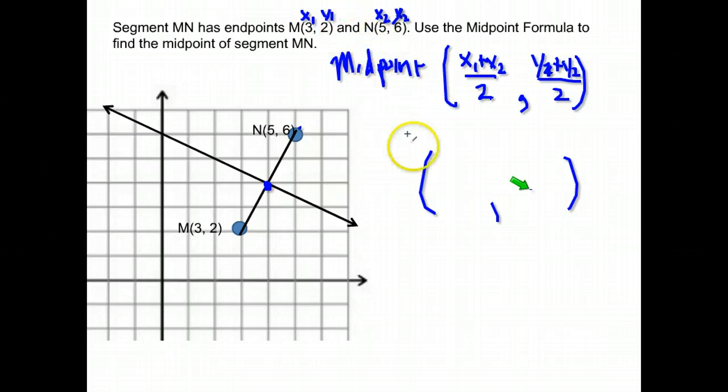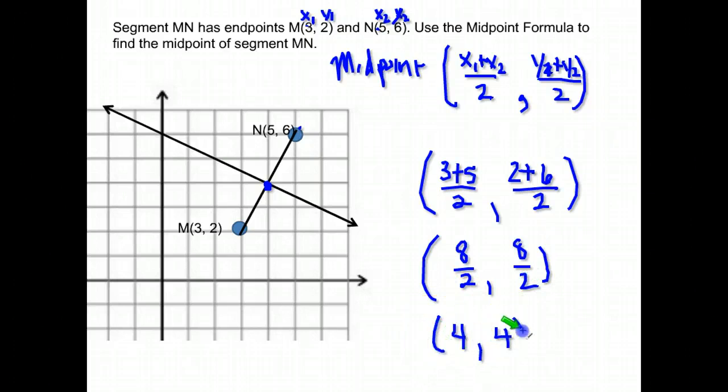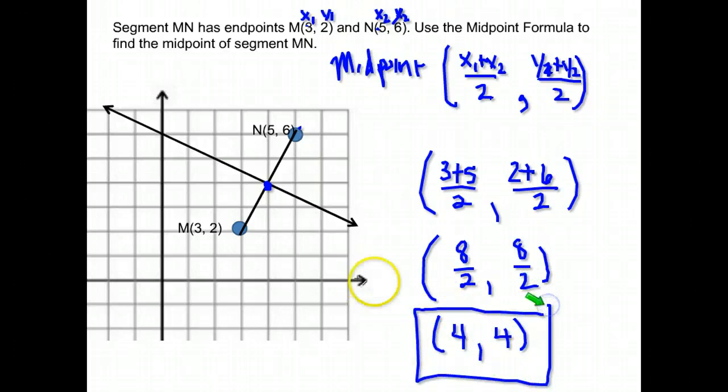We add our x's. So 3 was the x value from the first point, plus 5, the x value from the second point, divided by 2. 2, the y value from our first point, plus 6, the y value from our second point, divided by 2. 3 plus 5 is 8 over 2. 6 plus 2 is 8 over 2. 8 divided by 2 is 4. 8 divided by 2 is 4. So we happen to come up with the point (4, 4).